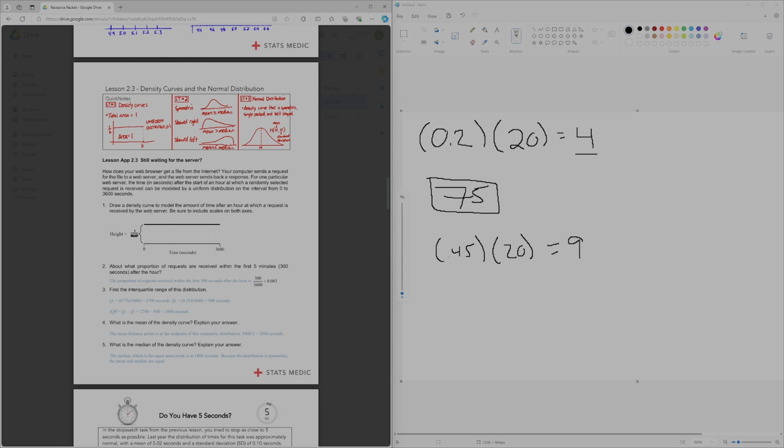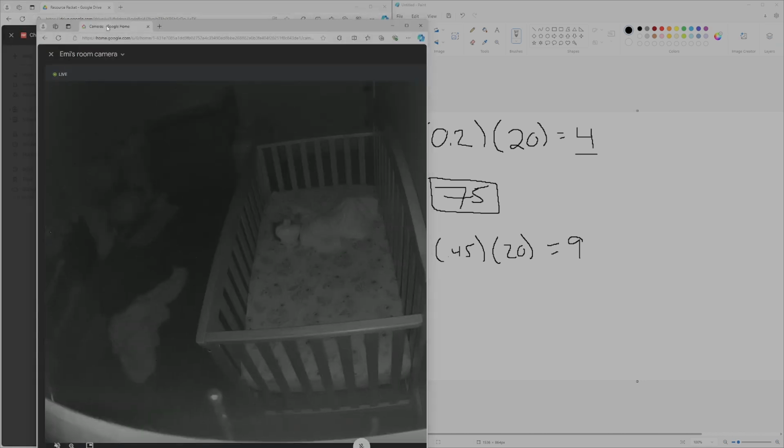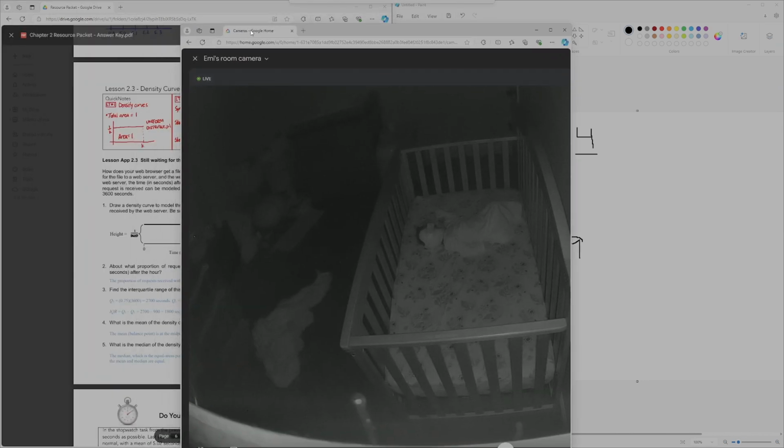Sorry, it looked like my little baby was starting to move. See? Look at her. Oh, how cute. She has a little helmet because her head's crooked.